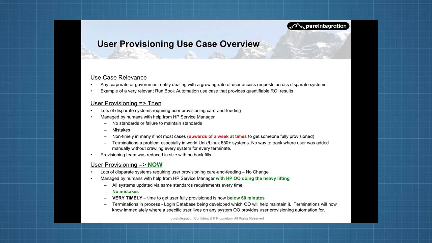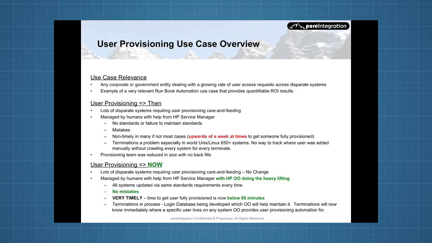It's also important because it shows how turning a manual process into an automated process has a quantifiable ROI result that can be measured. So the example I'm giving here today is how do you give access to a user to a fairly disparate pool of servers.